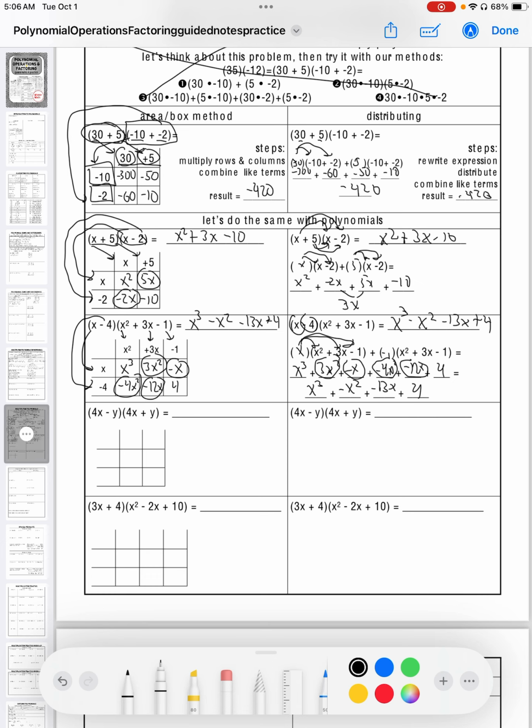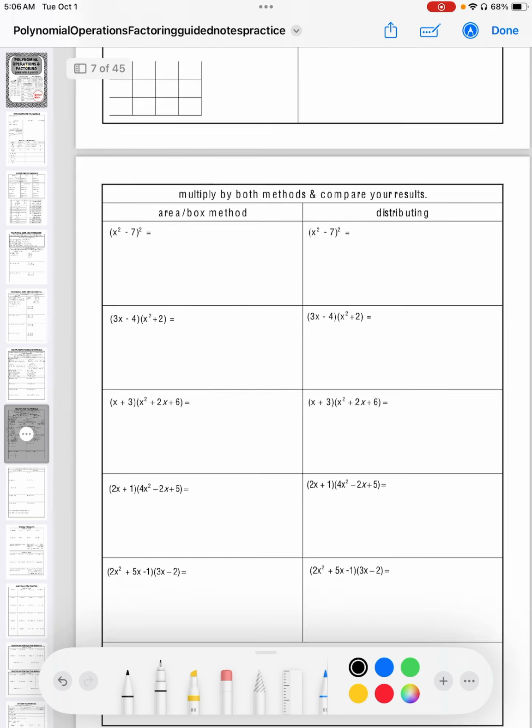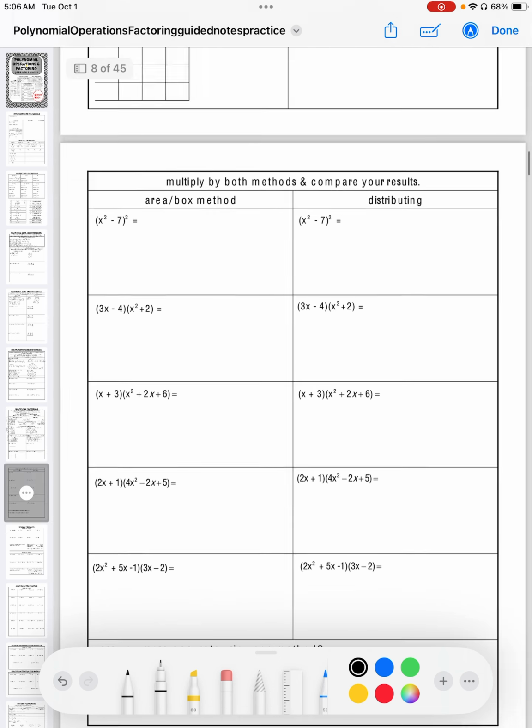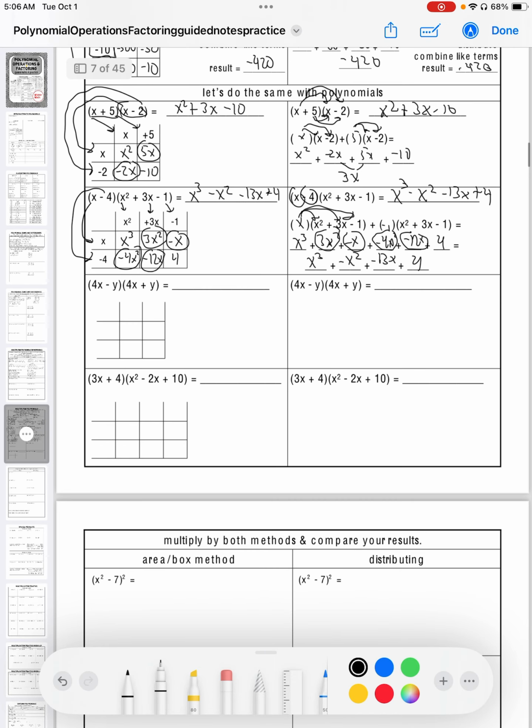Okay, I'm going to do one more with you, and then I will leave you to do the rest, both this page and the next page on your own. So we have 4x minus y times 4x plus y. I'm going to put the 4x and the minus y on the top, and then the 4x and the plus y on the side. Fill in these boxes.